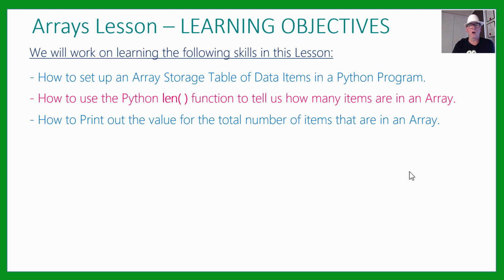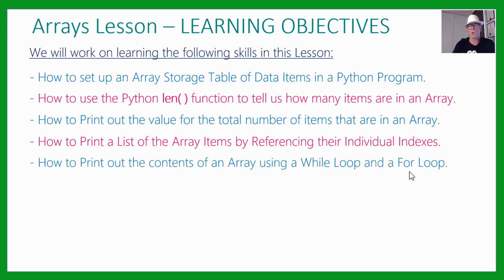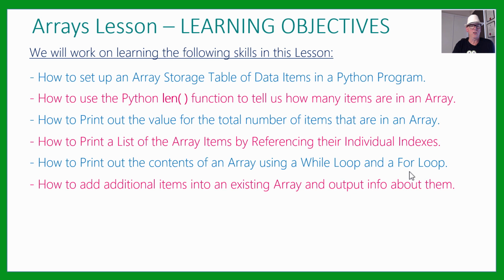How to print out the value for the total number of items that are in the array. Well, we saw that, and you have to use the str on that total to put the number into something we can see on the screen. How to print a list of array items by referencing their individual indexes. Yes, now there is a simpler way of doing it where you don't use a loop, and we'll show you that. Then we're going to print it out using a while loop and a for loop. So we just had a very quick look at a for loop, but we're going to use while loops as well, because you need to know how to use both.